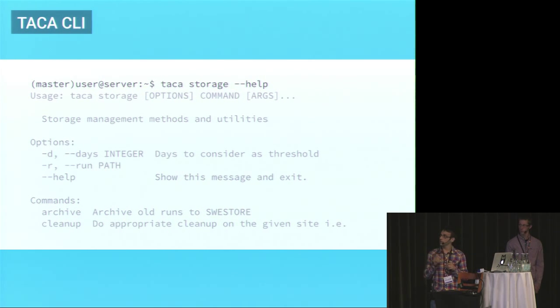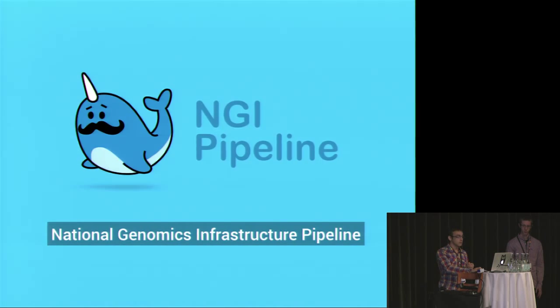As I said two slides before, one of the things that Taka is doing is starting the analysis on the computing cluster. The other piece of software that runs this analysis is called the NGI pipeline, which stands for National Genomics Infrastructure Pipeline. We are not very good with the names.